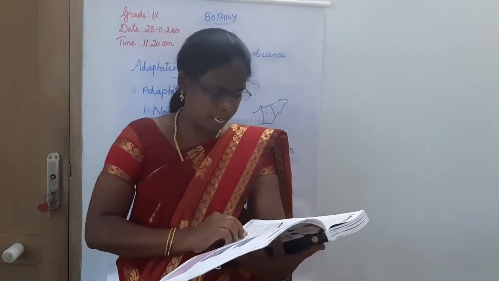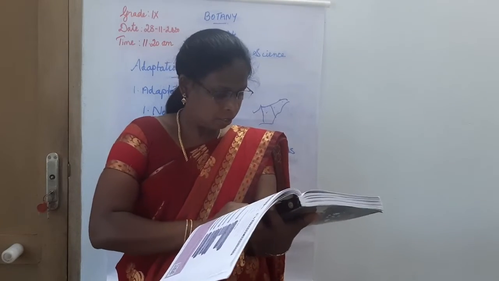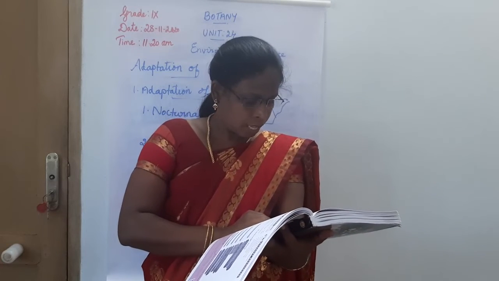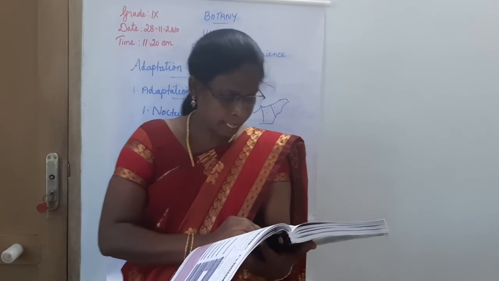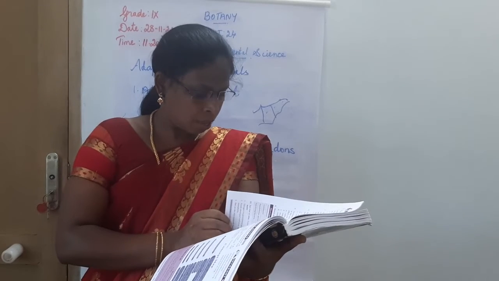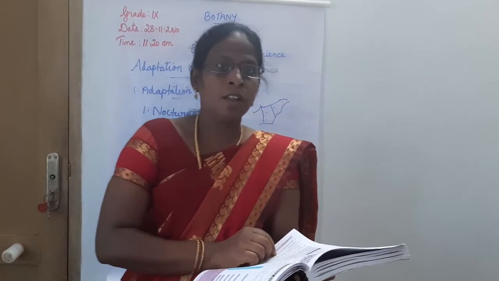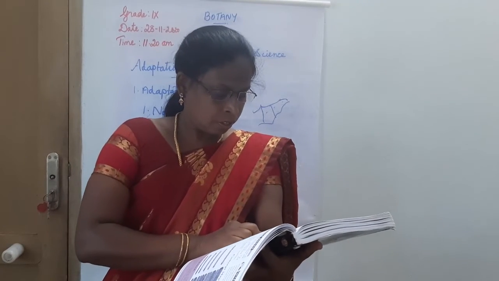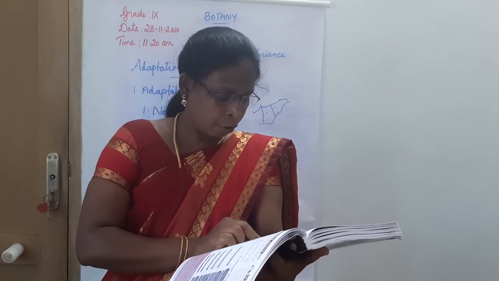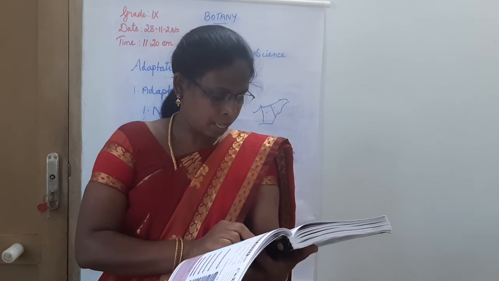Take page number 300. Roman letter 3, second one. Poorly developed root is an adaptation of mesophytes. False. So you can write the correct statement: Poorly developed root is an adaptation of hydrophytes. In the place of mesophytes you can write hydrophytes.